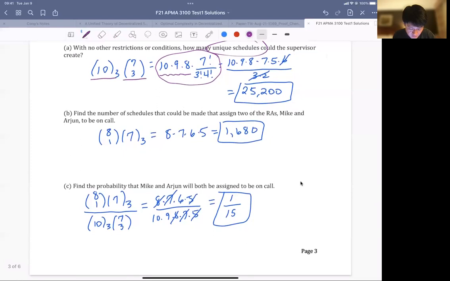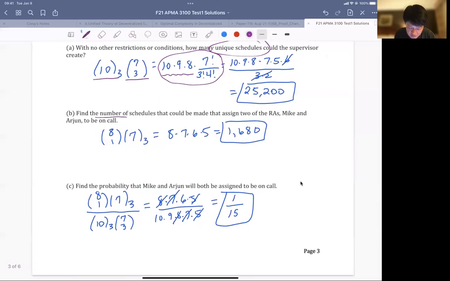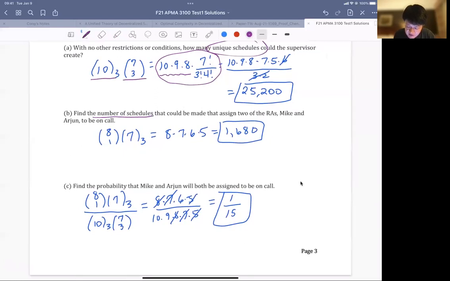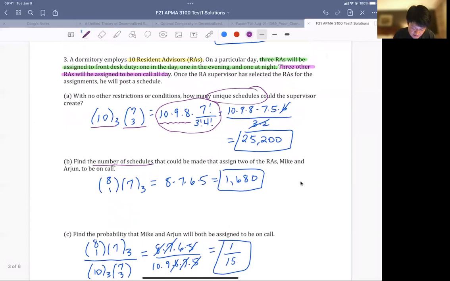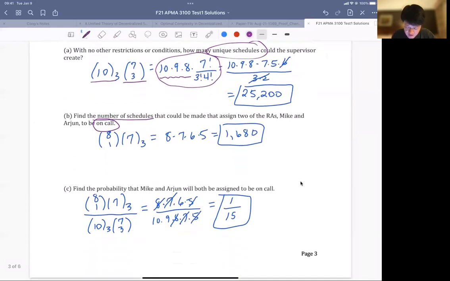Second problem: find the number of schedules that assign 2 of the RAs, Mike and Arjun, to be on call. So now we're looking at the second group, on call. Remember, the second group on call has 3 RAs. The first group also has 3 RAs, but they are ordered. Now I'm asking you to make sure that Mike and Arjun are on call. So out of the 3 locations for on call, 2 of them must be occupied already.